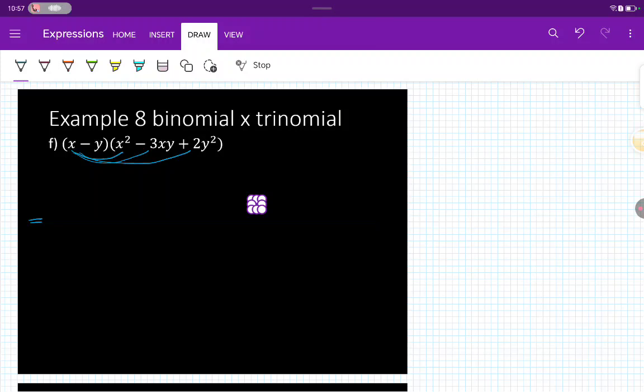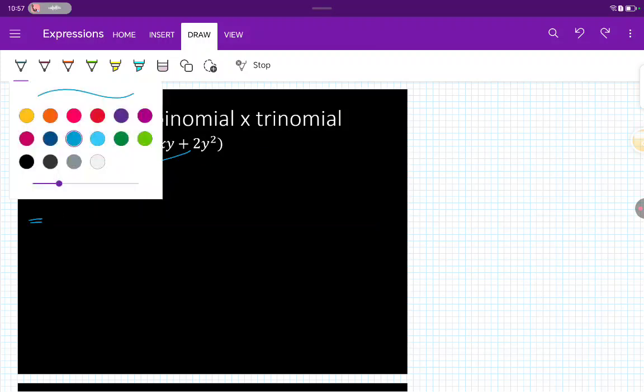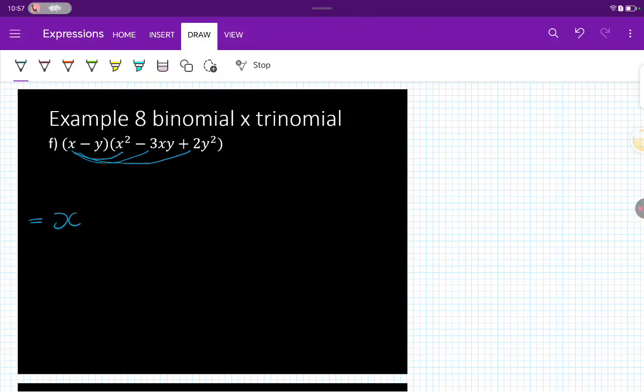Let's go ahead and answer the question. x times x squared, so that's going to be x to the power of 3. Then we do the second one. Negative 3x squared y. And x times 2y squared is positive 2xy squared. That is the first term multiplied by the bracket.